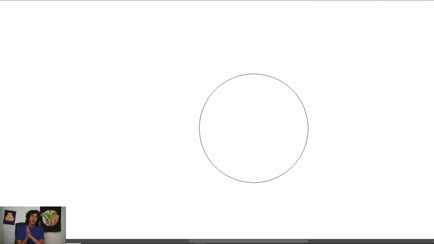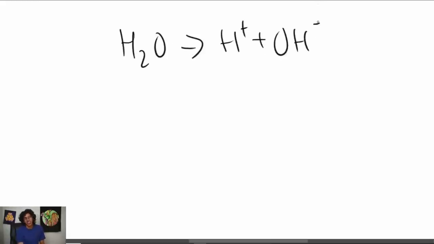Okay, so far we've only been talking about how to do calculations related to strong acids and strong bases. Let us talk about weak stuff now. And the first thing we gotta talk about is water itself. So water itself is kind of a very weak acid slash base kind of thing, right? Water actually dissociates into H+ and OH-, right? So it's kind of both.